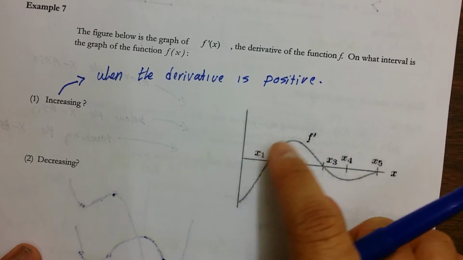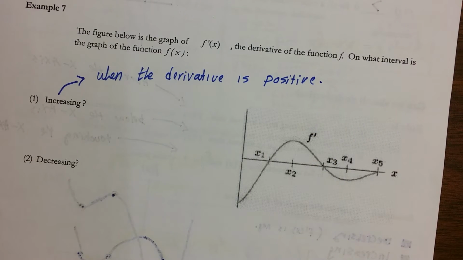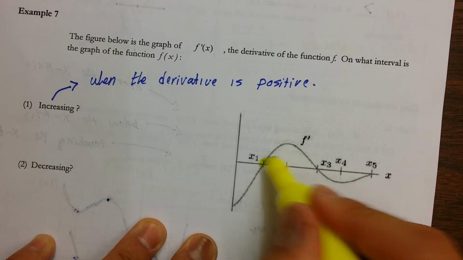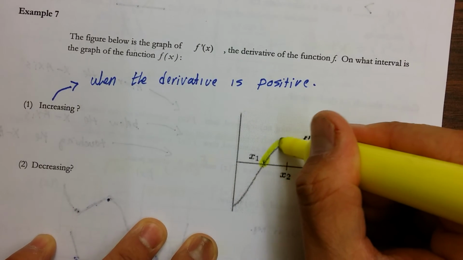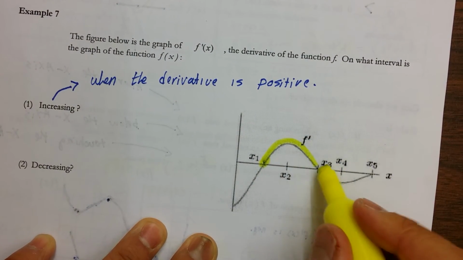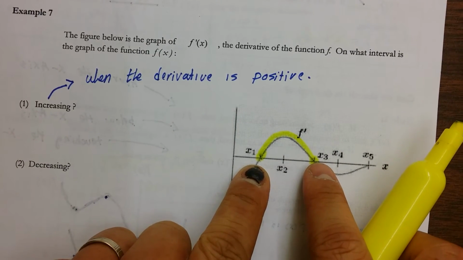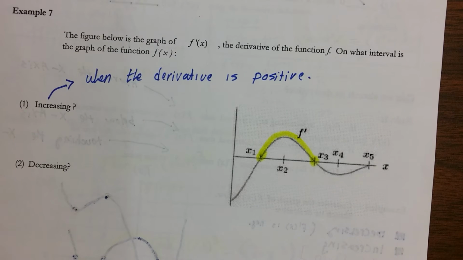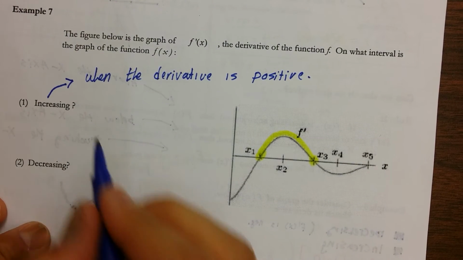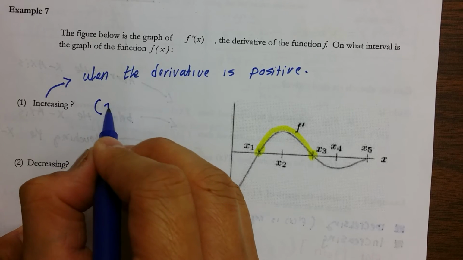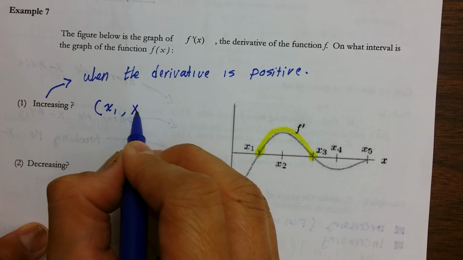So, going back to this problem, this is the graph of the derivative. We start to search and find out where the derivative graph is above the x-axis. So clearly, it is above the x-axis between x1 to x3. So our original graph will be increasing on the interval of x1 to x3.